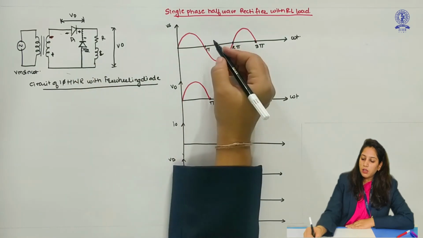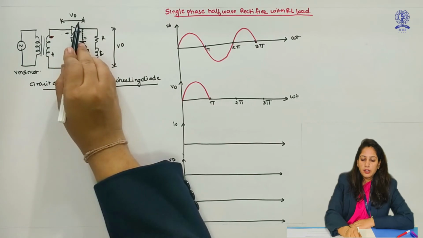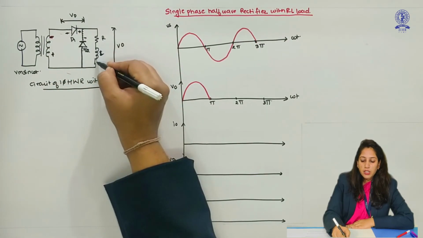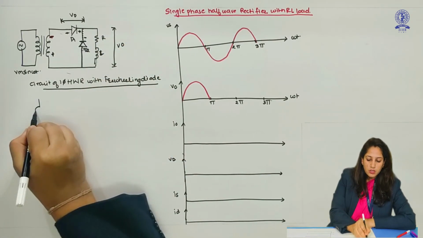So what will happen here? In the negative half cycle, diode D1 will not be conducting, but whatever energy was stored in this inductor will get discharged through this path. So suppose I draw this.